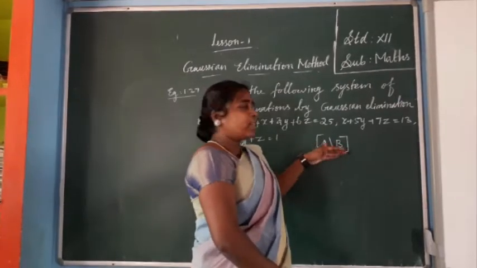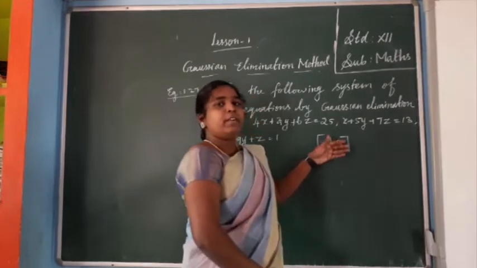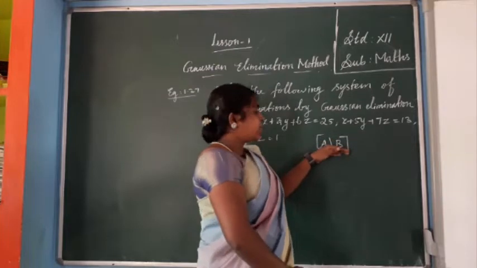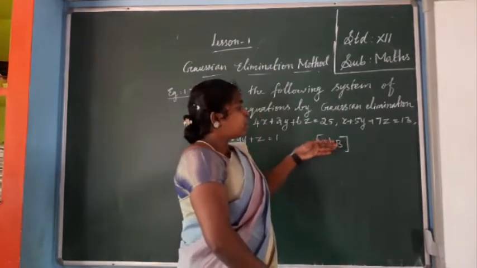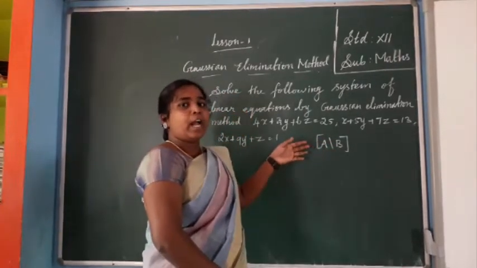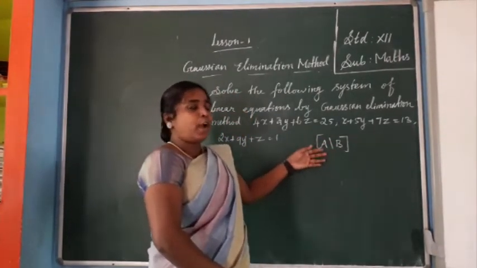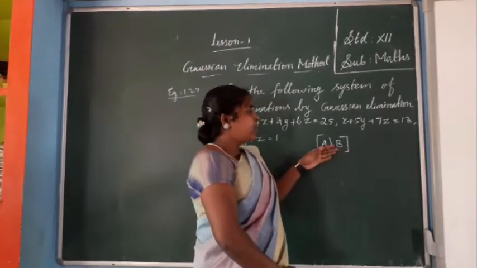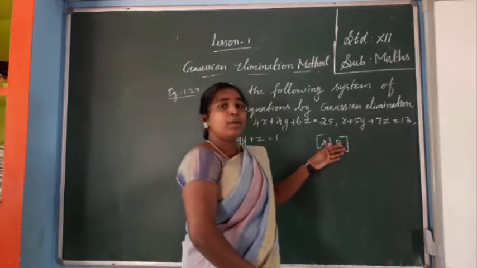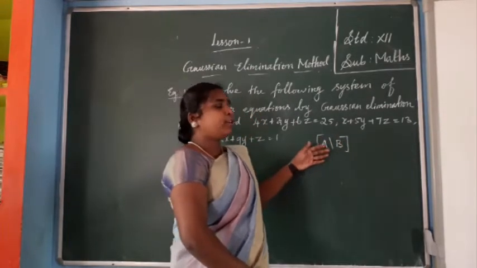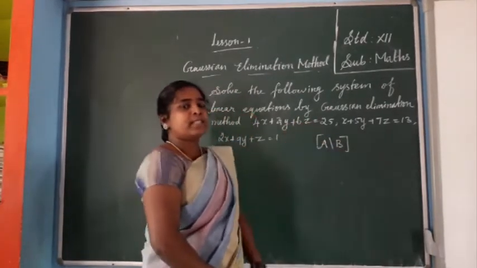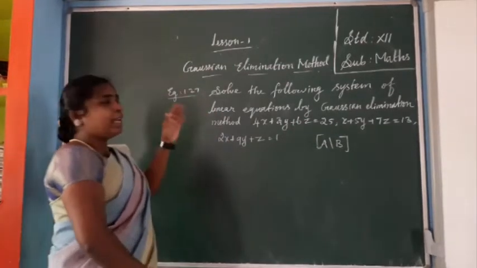So after writing A bar B, how to convert into row echelon form. Okay, how to convert the augmented matrix into row echelon form. So after that, we have to use the back substitution method and find the unknown value. Okay, so first step you have to form the augmented matrix, that is A bar B. So after forming that A bar B, have to convert into row echelon form. Next you have to use the back substitution method and find the value of unknown x, y and z. This is Gaussian elimination method.